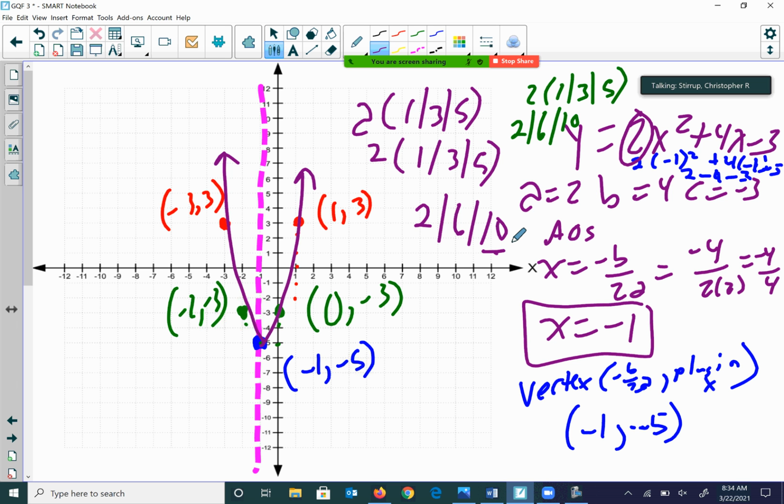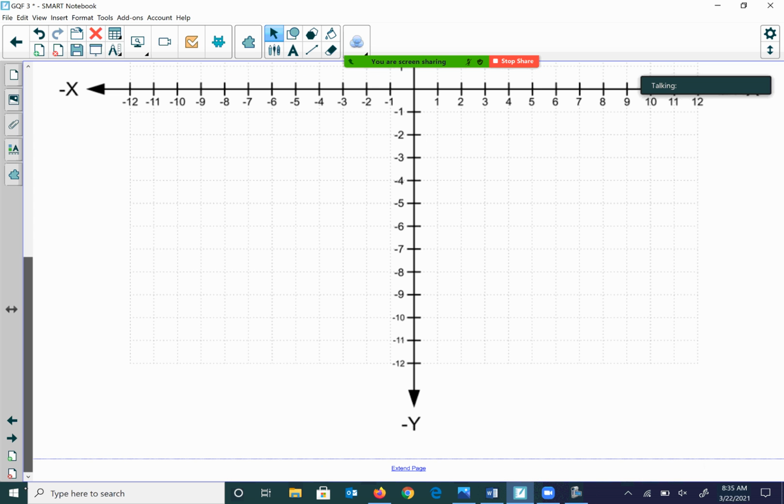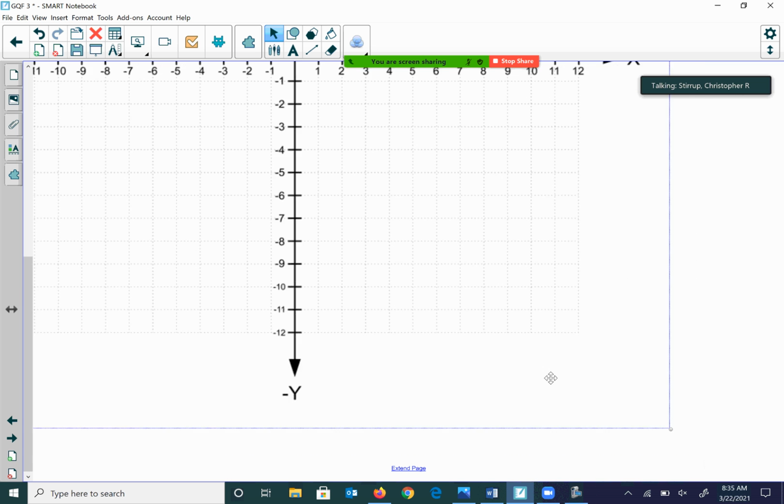A-okay, my friends? All right, I'm going to move on. Let's go with paste. Again, I got too big of a graph.